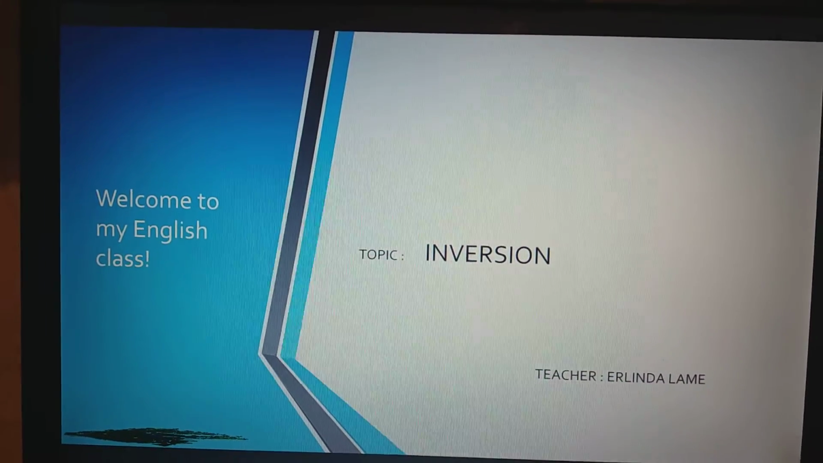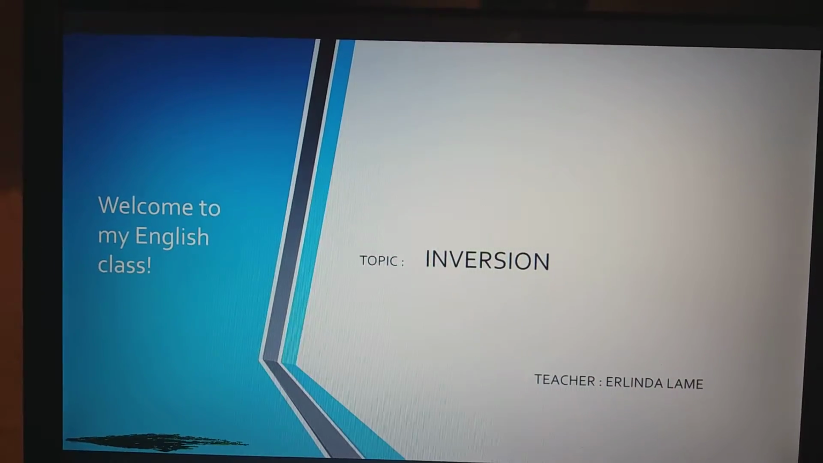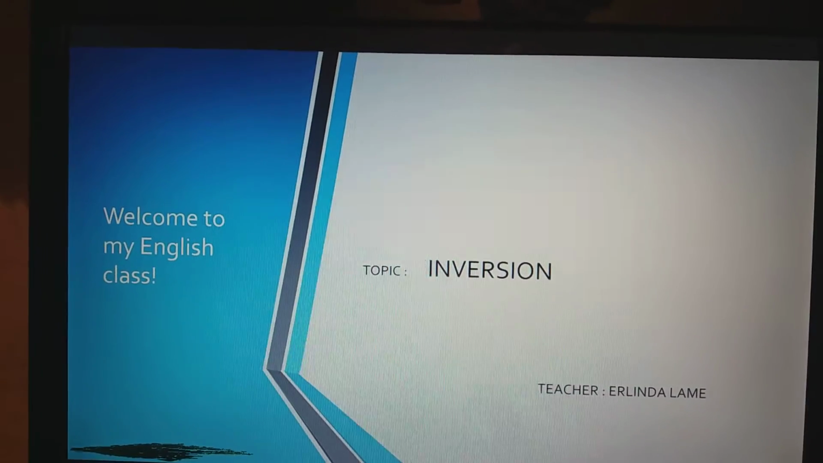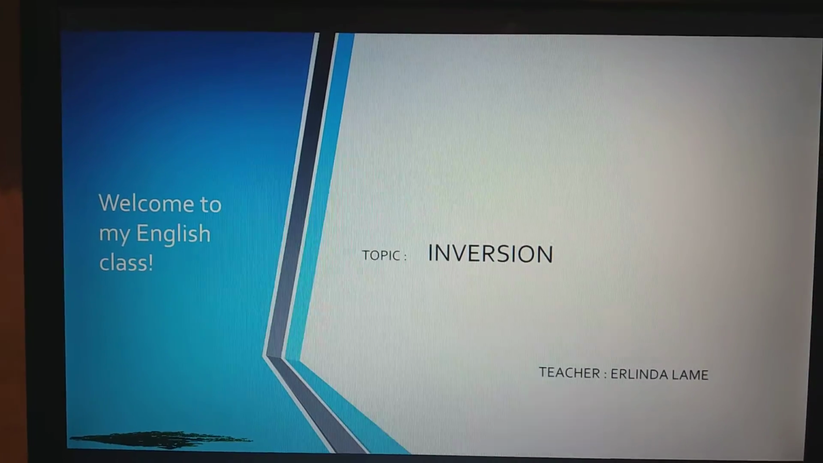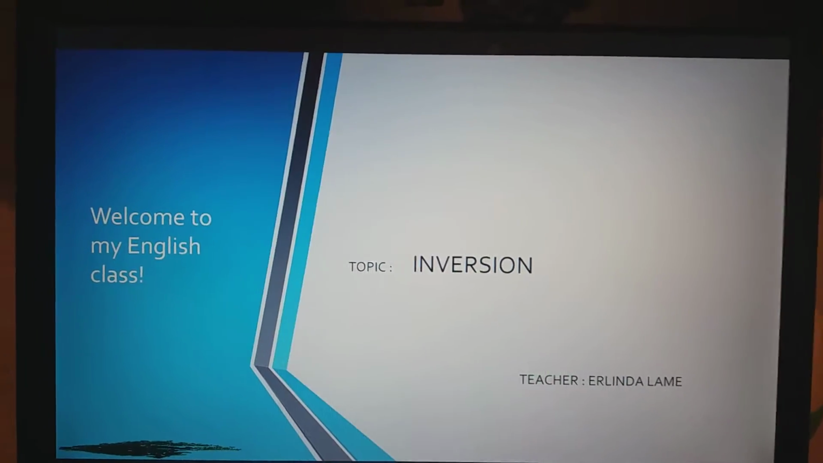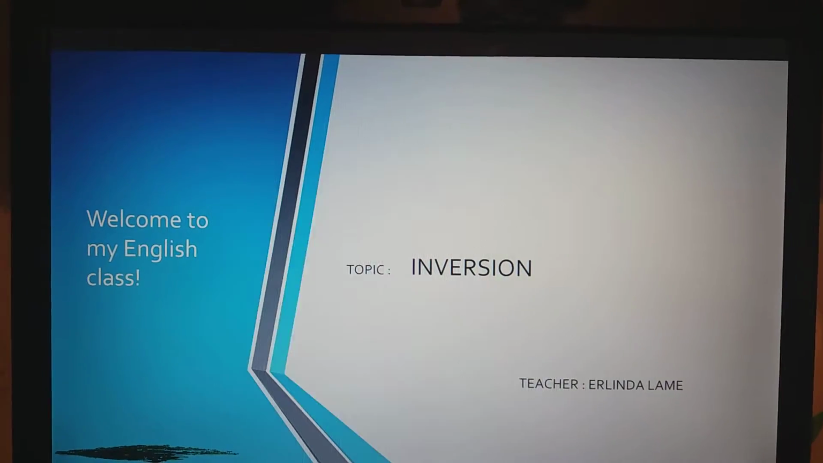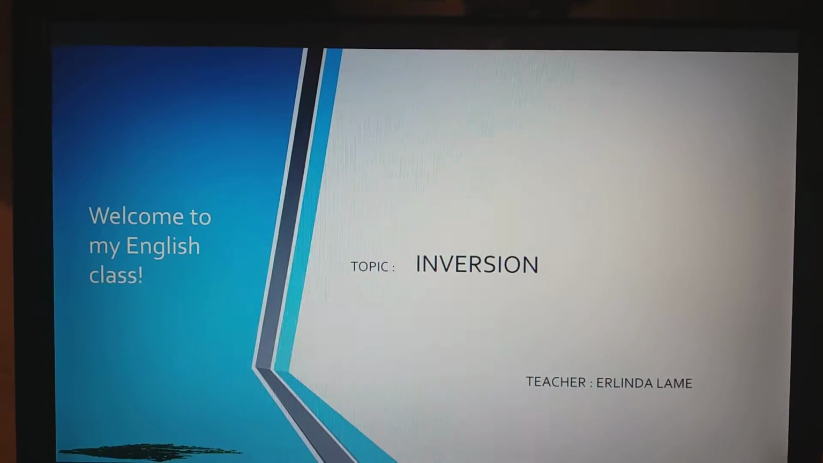Today we're going to discuss inversion. This is the new lesson for today. Maybe you have faced this before in other subjects, but today we're going to see how this happens in English sentences.